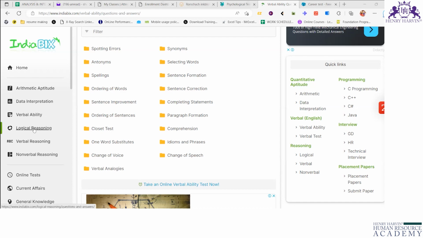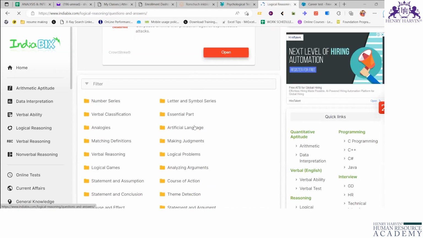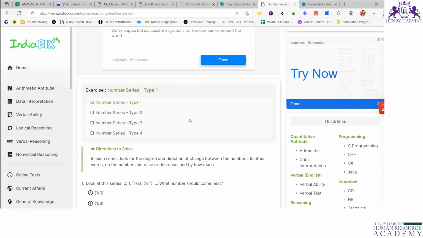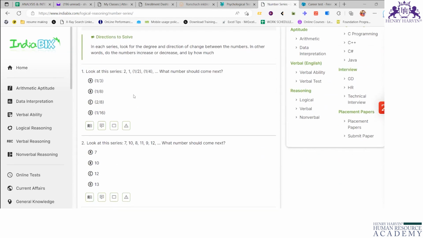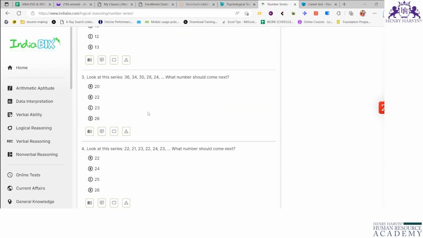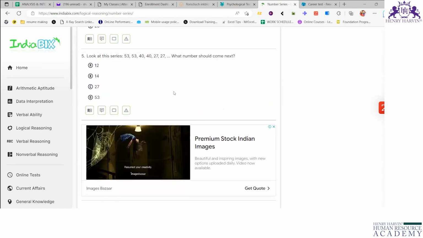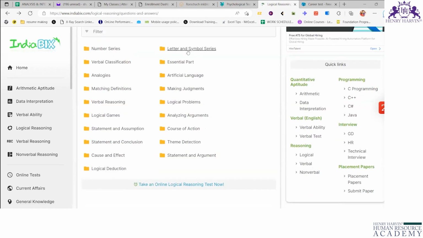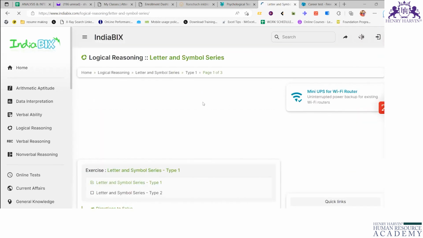Now, the logical reasoning, which we discussed, right? Again, in logical reasoning, there are so many types. If you click on this, you look at the series and then you have to tell which number will come next. You have to put your logic to that. Then it can be letters and symbols. You must have attempted these.